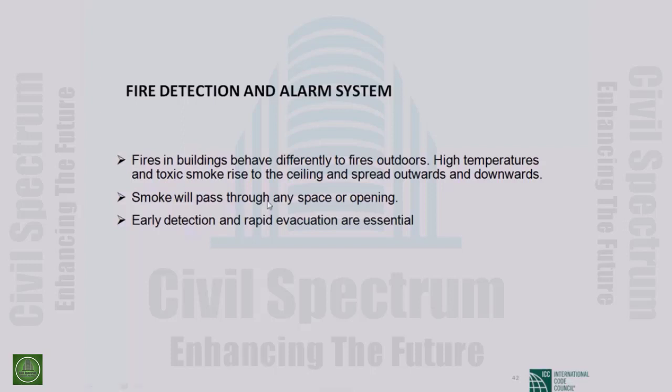Fire in a building behaves differently from fire outdoors, as you know. High temperature toxic gas rises to the ceiling and spreads outwards and downwards. Smoke will pass through any space or opening. Early detection and rapid evacuation are very essential. So you know these few words actually. Smoke is made of carbon dioxide, carbon monoxide, and other toxic gases. All are very dangerous for your life.